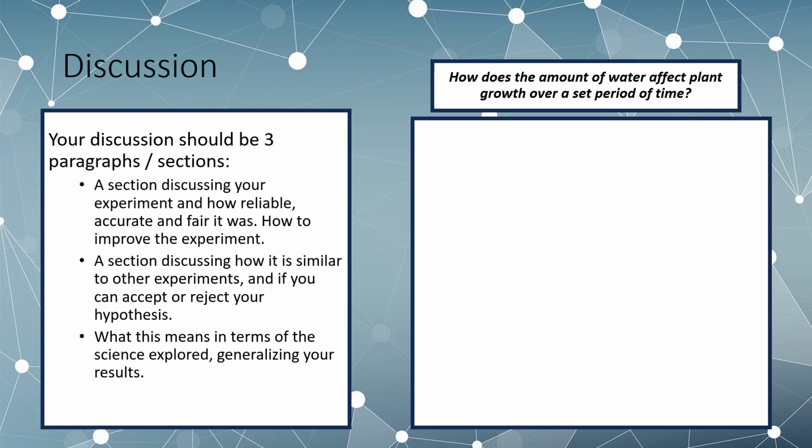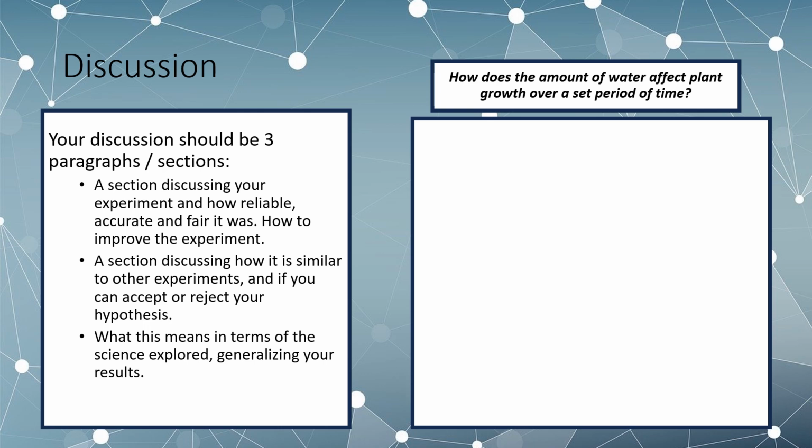Your second section, or your second paragraph, should discuss how it is similar to other experiments and if you can accept or reject your hypothesis based on how well you think your data is fair and reliable, and whether it's similar results to other experiments of the same nature. Finally, you'd finish up your discussion by relating that to the broader structure of science and talking about what it means in terms of the science explored, and generalizing your results and referencing other topics within that same sort of field.